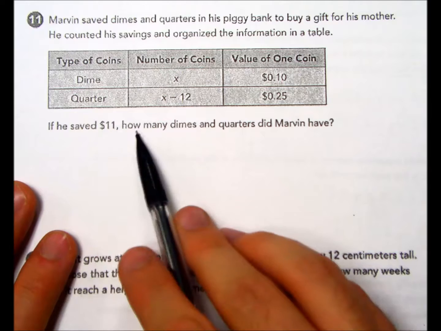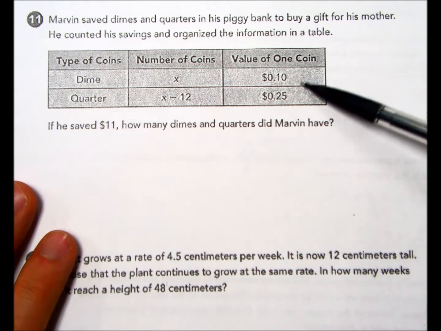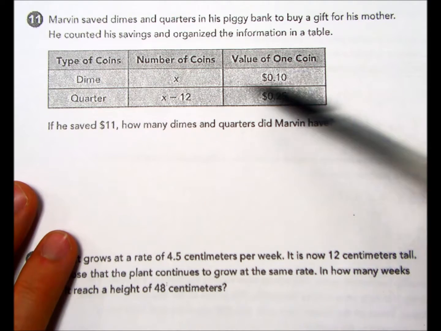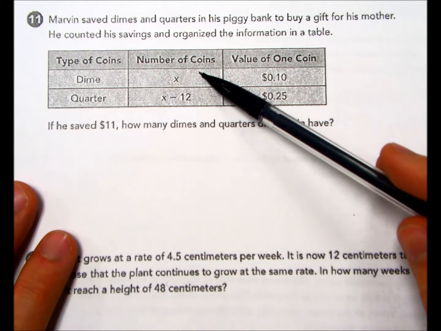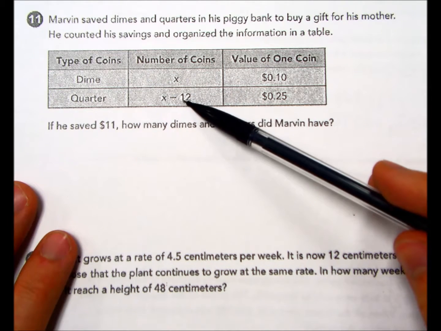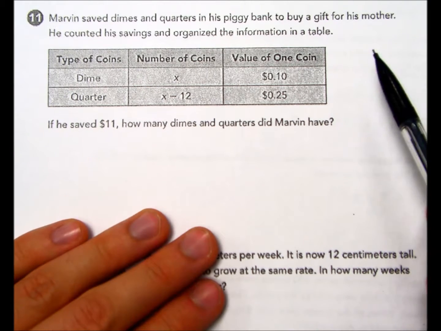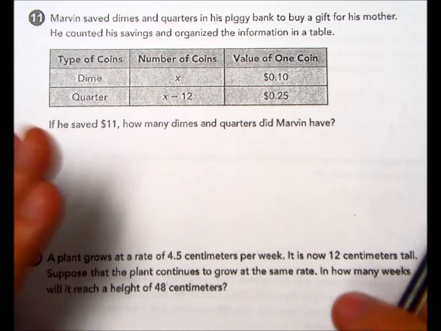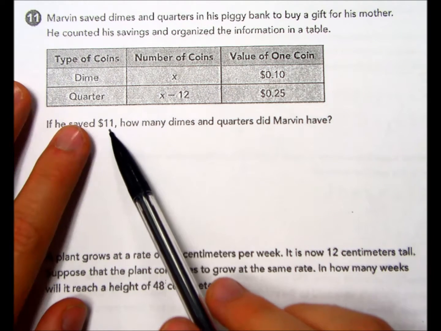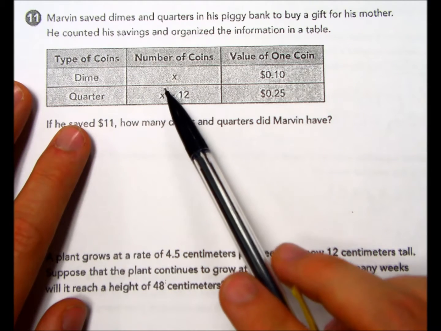It says, if he saved $11, how many dimes and quarters did Marvin have? If you're wondering where any of these numbers are coming from in here, 0.10, that's the value of a dime, 0.25, value of a quarter. So it tells us there are x dimes and x minus 12 quarters. Alright, so how are we going to set this up? Well, we want to find an expression for the value of the dimes and quarters, because they tell us how much the total value should be, 11. Let's find an expression to match that.